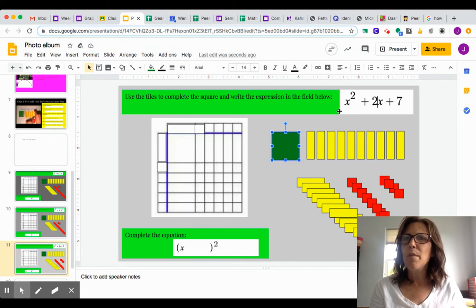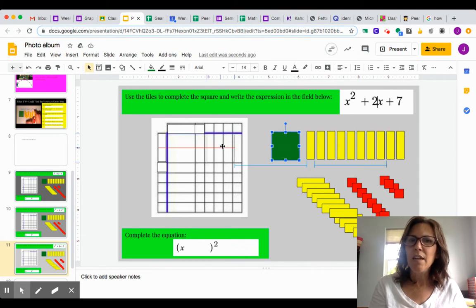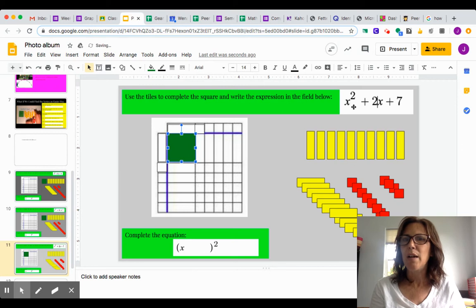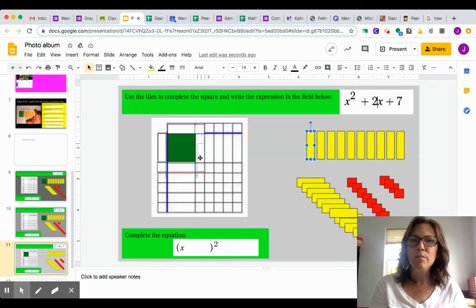I'm going to start with my x squared tile, which is this green tile, and I'm clicking on it and I'm going to go ahead and move it right over there. So I'll start with that. I've got my x squared, and then I've got two x's, and I know that these yellow tiles are my x tiles. They're my x times 1, right? So I'm going to go ahead. I have two of them, and I'm going to move them over.